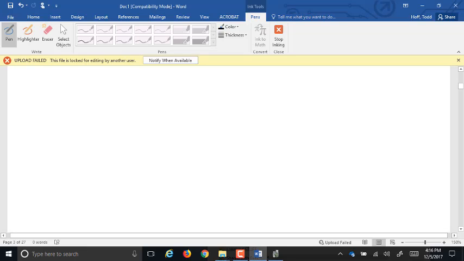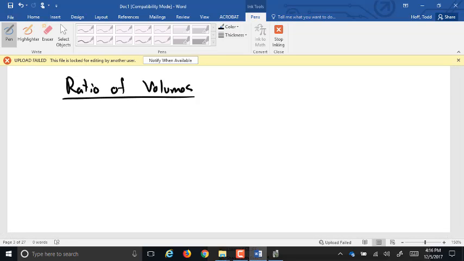Okay. So if the ratio of areas is the square of the ratio of lengths, what do you think the ratio of volumes is going to end up being compared to the ratio of lengths? It's going to be cubed, exactly. So again, we're going to look at some weird shapes.